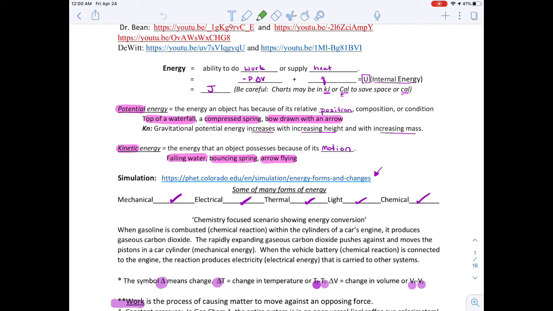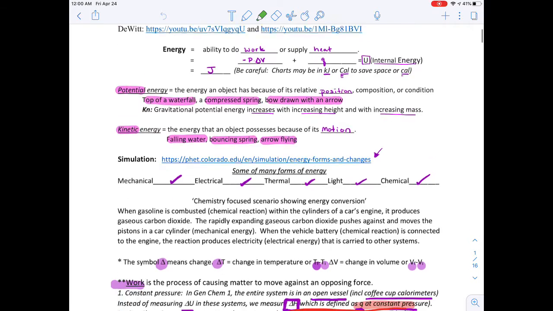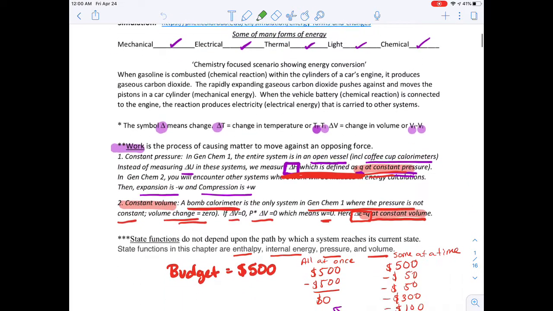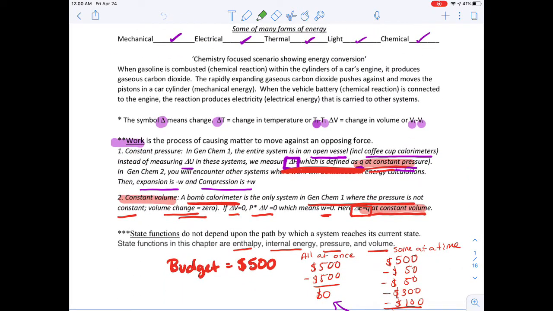We'll show those later. Potential energy is energy because of your position, like the top of a waterfall, but kinetic energy, that's like falling water from a waterfall. Had a simulation in this that we watched, and just remember you can convert between all these different forms of energy. This chapter, you're specifically doing conversions between chemical and thermal energy.